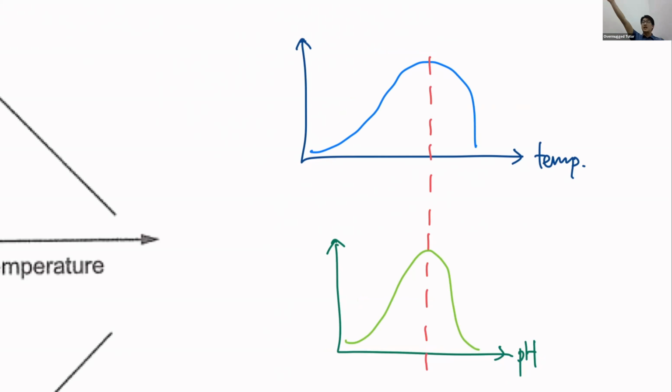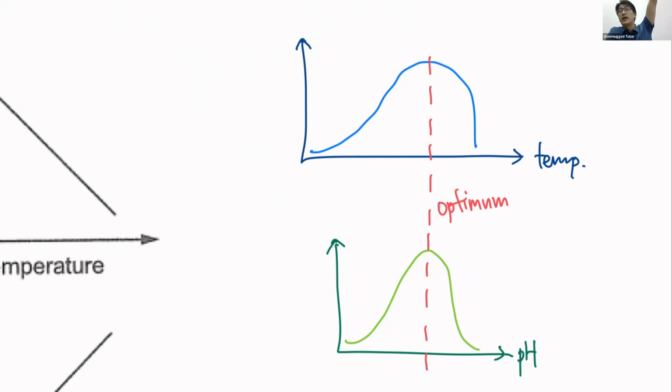So what does the red line refer to? Dimson, can you help me remind everybody? The red line refers to the optimum. In the temperature graph it is the optimum temperature, in the pH graph it is the optimum pH. Thank you, Dimson. Optimum temperature and pH is where my enzyme will function at its maximum rate. If the enzyme is functioning at its maximum rate, it is working very quickly, right?